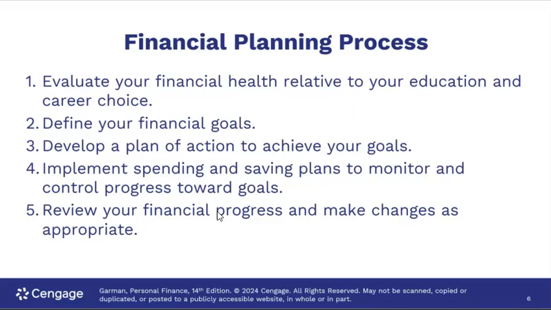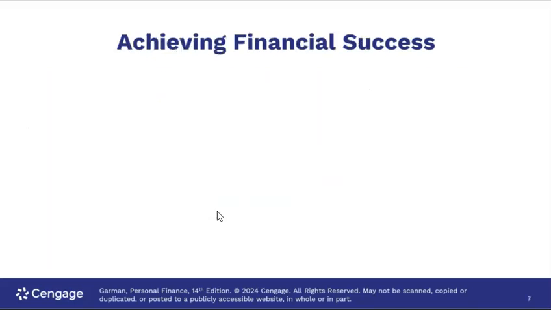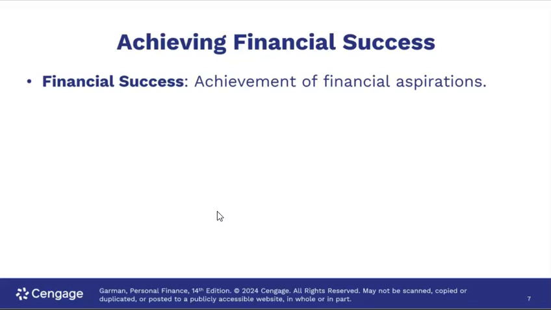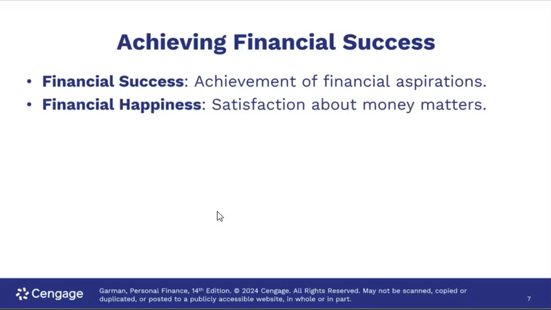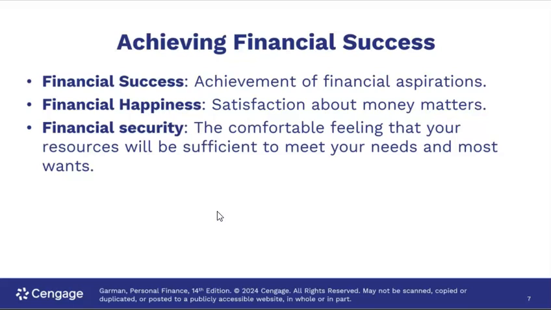So, next, achieving financial success. So we have a few definitions here. Financial success is achievement of your financial aspirations. But financial happiness is satisfaction about that money and those aspirations. Financial security is being comfortable that your resources are sufficient to meet your needs and most of your wants.